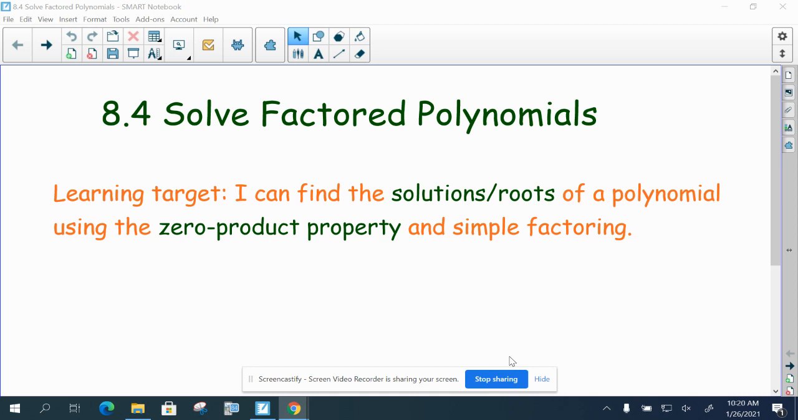Hello everyone, this is lesson 8.4, solving factored polynomials. So today we're going to learn how to find the solutions of a polynomial that's in factored form using the zero product property. So what do I mean by factoring?